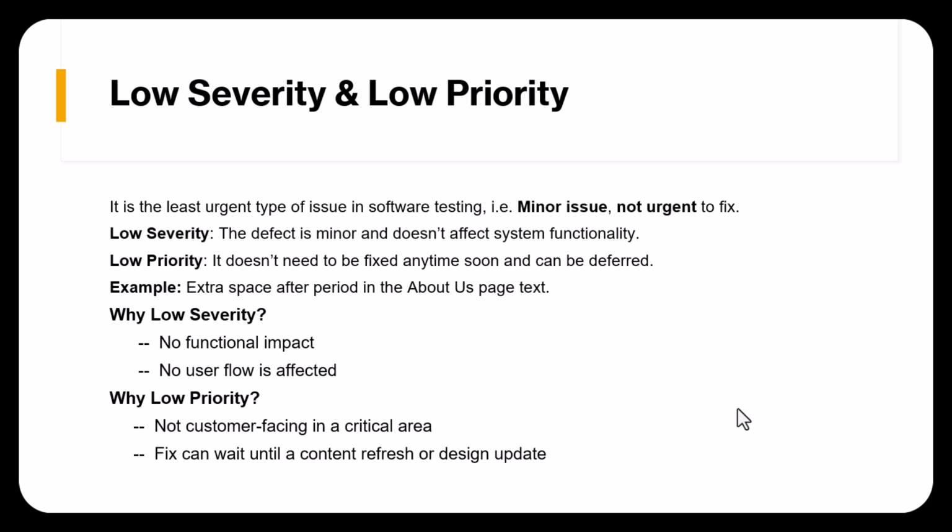These are the four questions you are going to get in your interview. So thoroughly go through this video and thoroughly understand this topic. You are going to get many more ideas regarding severity and priority.